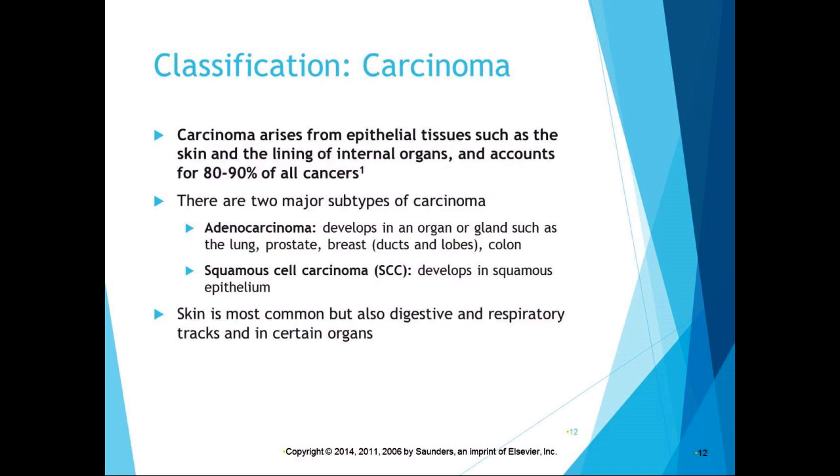Carcinoma arises from epithelial tissues such as the skin and lining of internal organs and accounts for 80 to 90% of all cancers. So it's a hugely predominant type. There are 2 major subtypes of carcinoma: adenocarcinoma, which develops in an organ or gland such as the lung, prostate, breast, ducts and lobes, and the colon, or squamous cell carcinoma, which develops in the squamous epithelium. The skin is most common, but also digestive and respiratory tracts in certain organs.